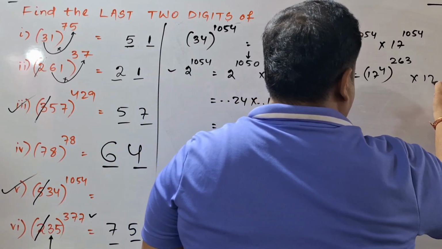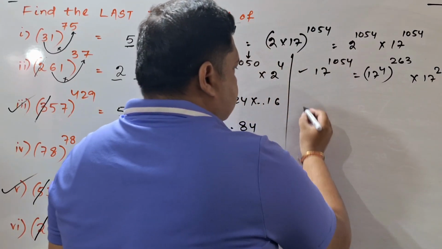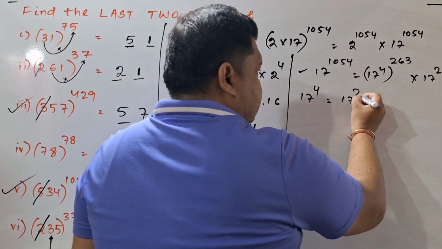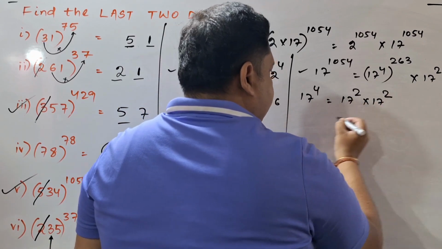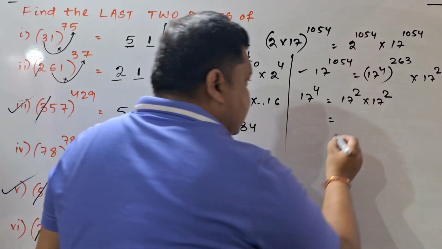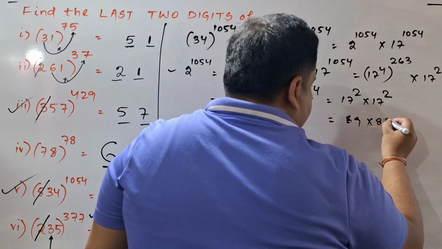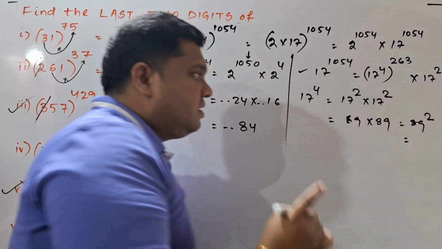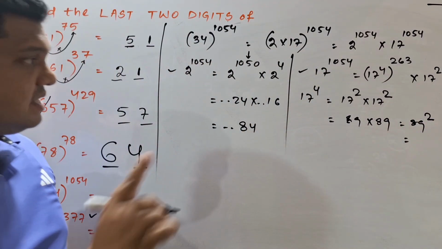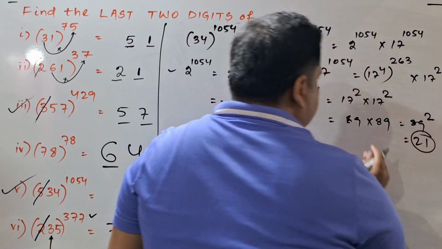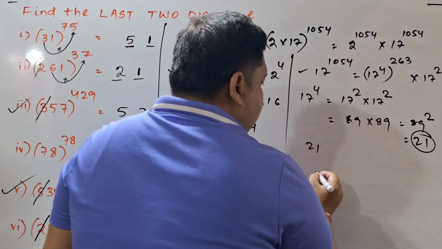So 17 square. Now if I solve, what is the last two digits of 17 to the power 4? This can be written as 17 square into 17 square. 17 square is 289, so 89. Here also 89. This is 89 square. The last two digits are what? It is close to 100, the gap is 11, so 121, so 21. So in this place I write 21.